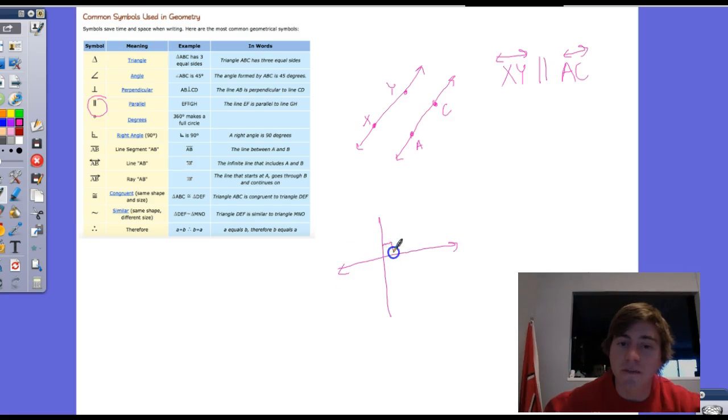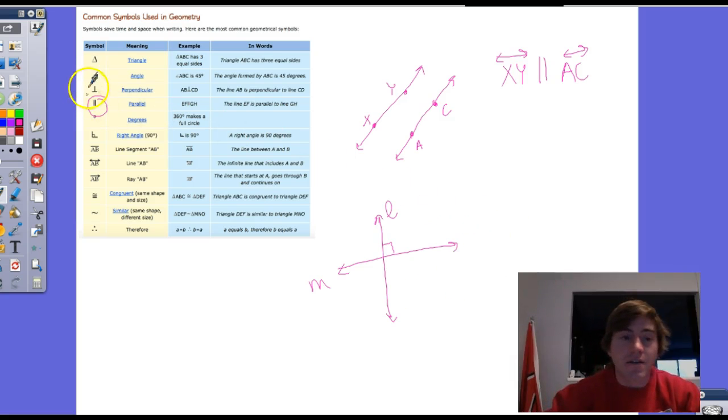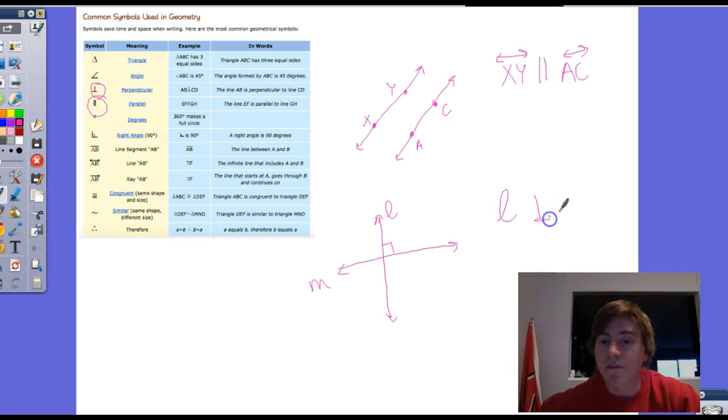Perpendicular, of course, means they meet at a right angle. We're going to mix this up a little bit. Sometimes when there's no points, it just names the line like this. Here's line L, here's line M, and it'll just name the line straight up like that. So I can say, of course, perpendicular here, that's the symbol. So L is perpendicular to M.